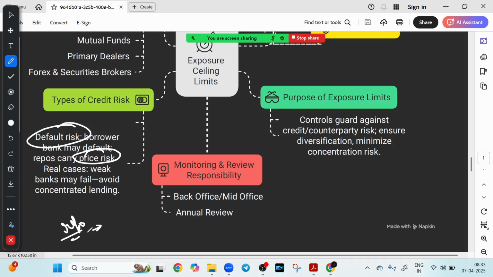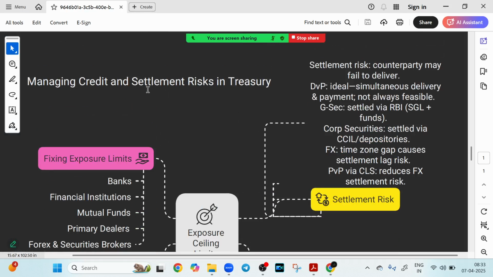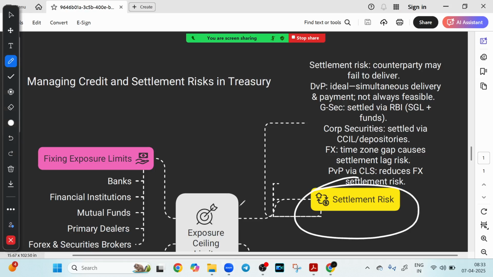Then comes settlement risk. Yes, settlement risk is also a very, very important part. Let me show you where it is written. Here you can see on the right side. This is what we are talking about, settlement risk. Even if a party does not default, the deal might still go wrong. Suppose the party is not defaulting, but even then the deal may go wrong because of delayed delivery or payment. This is called settlement risk. Do you know the meaning of DVP? Delivery versus payment is ideal but not always possible.